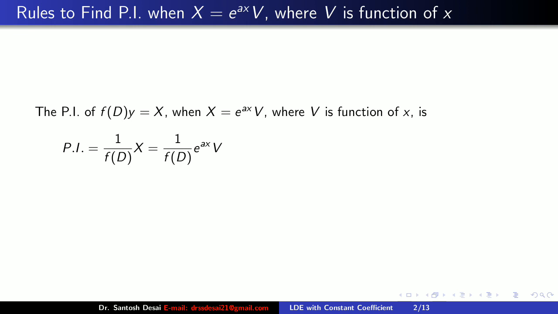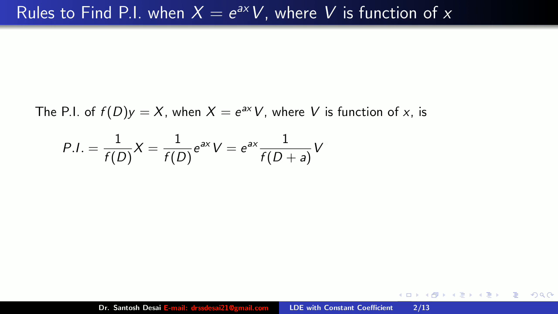So now the procedure is very simple. First, we have to write e raised to ax to the left of 1 upon f of d, and then we replace d by d plus a everywhere in the denominator. So we get 1 upon f of d plus a operated on v.